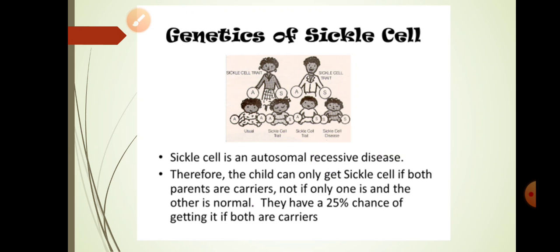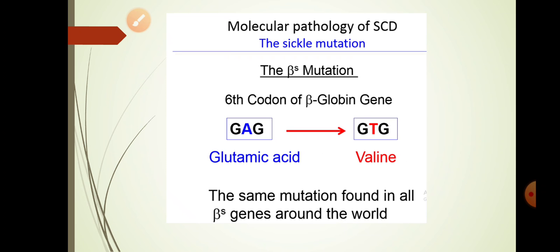Genetics of sickle cell. Sickle cell is an autosomal recessive disease. Therefore, the child can only get sickle cell if both the parents are carriers. Not if only one is a carrier and the other is normal. They have a 25% chance of getting it if both are carriers.